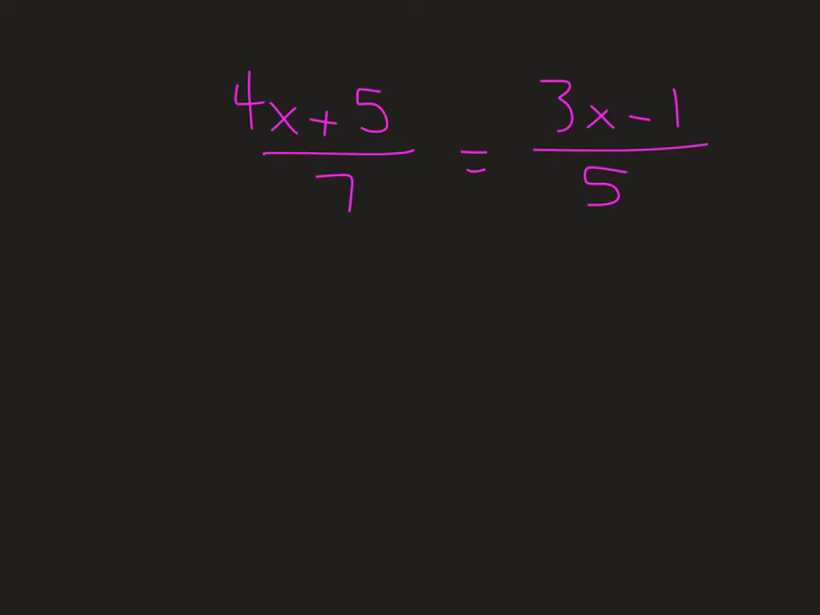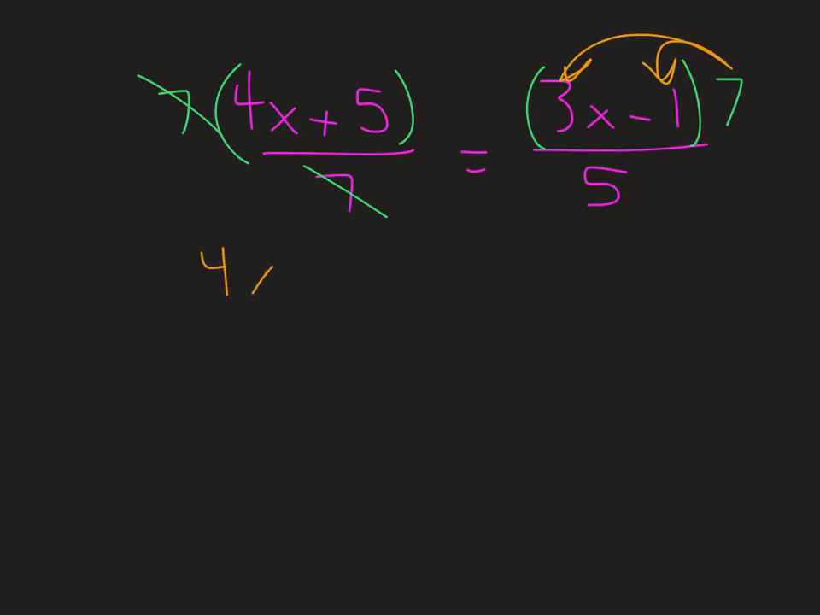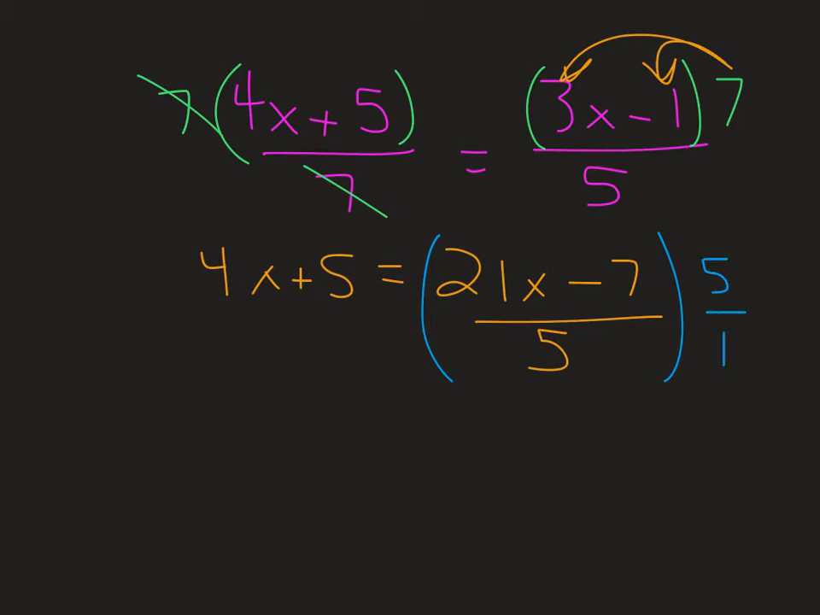Ooh, okay. So in this one, we just have the x stuff on top. So maybe I don't like that 7. So let's take care of that 7 first. On the left side, the 7s will cancel out, so we're good to go on that. And on the right side, let's distribute. Pew, pew! So we have 4x plus 5 equals 3 times 7, which is 21x, and then 1 times 7, which is 7, over 5. Now let's take care of that 5. So we multiply by 5. You're multiplying by 5 over 1 in case you're curious. On the right side, get rid of the 5s.